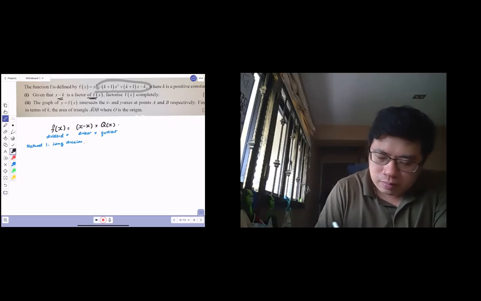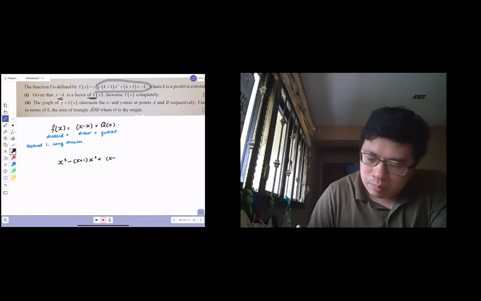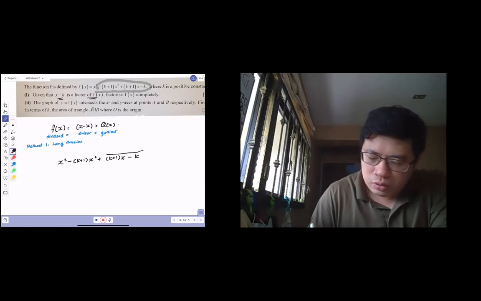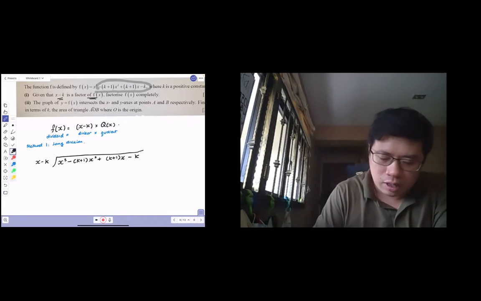I take f(x), which is x cubed minus (k plus 1) x squared plus (k plus 1) x minus k. Now, even though this is very tedious because of the coefficients, just do it slowly and you should be able to get the correct answer.